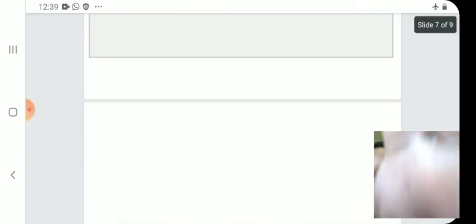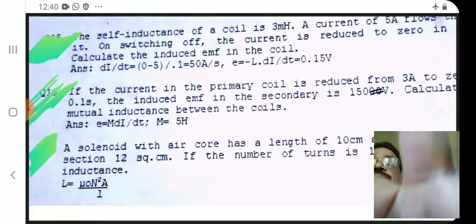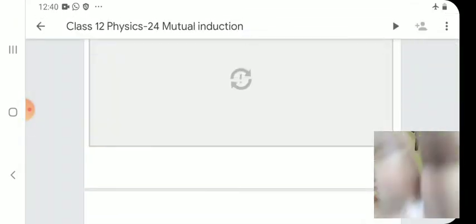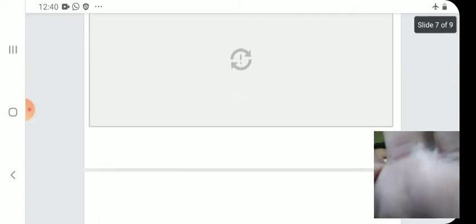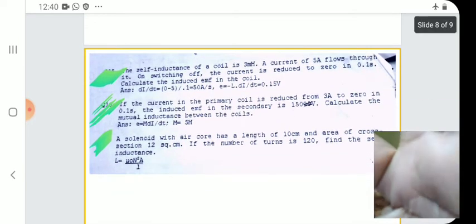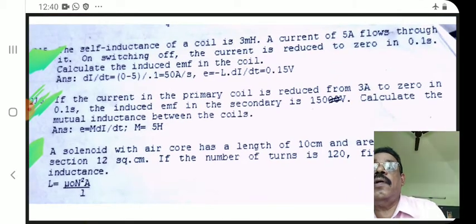There are three problems also. The two blank slides crept in. You ignore the blank slides. We pass on to the problems. These are all important problems.